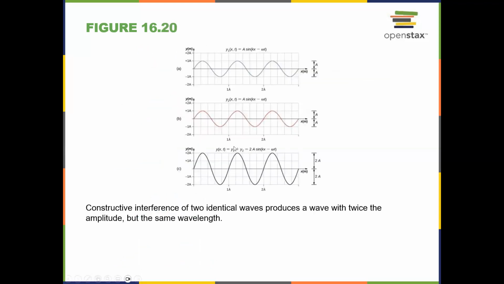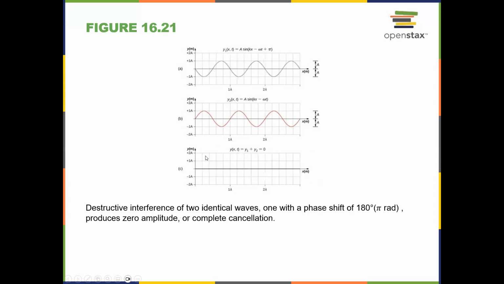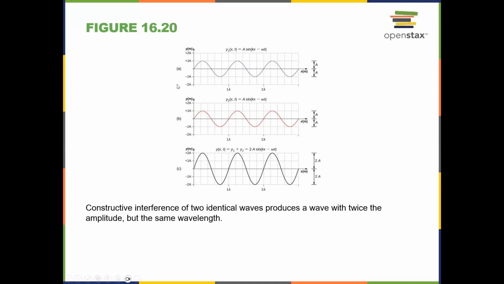So here shows two waves, a blue wave and a red wave. The blue wave is 1 meter high, and the red wave is 1 meter high. And if we add these two together, we end up with a wave that's 2 meters high. By the way, those two waves were in phase. So notice here's a peak, here's a peak. I get twice the height of the peak.